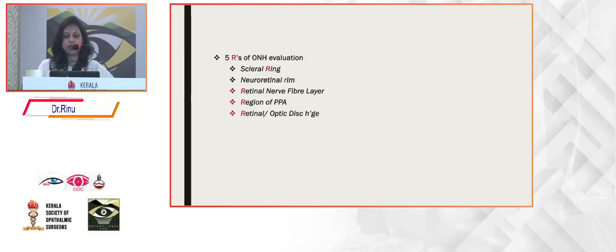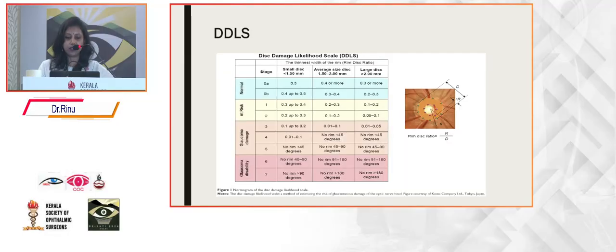So to summarize, these are the 5 R's which are important in the optic nerve head evaluation, which are the scleral rim, neuroretinal rim, retinal nerve fiber layer, region of peripapillary atrophy, and retinal or optic disc hemorrhage.